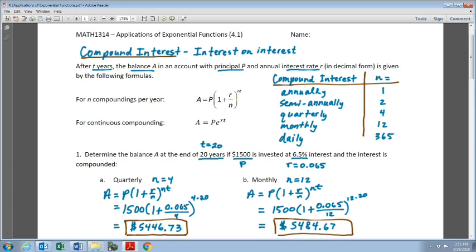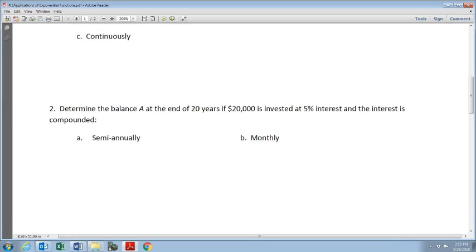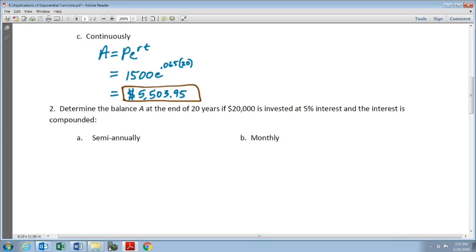Alright, let's move on to the next problem. Oh, we also had to do the same thing for continuous, if the interest is compounded continuously. So here we're using the Pert formula. And so, of course, again, P is 1500, R is 0.065, and T is 20. Again, put that into your calculator and make sure you're getting the number I have here.